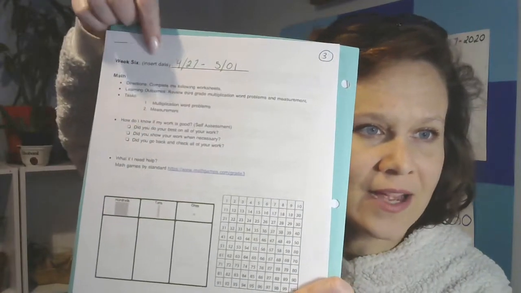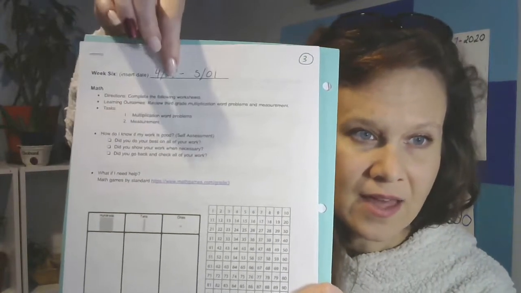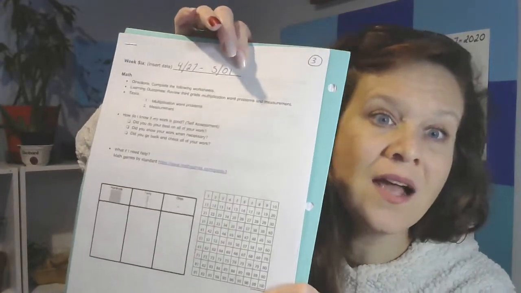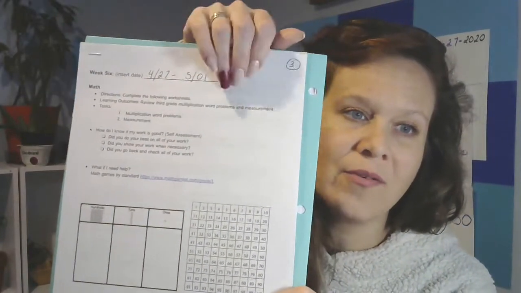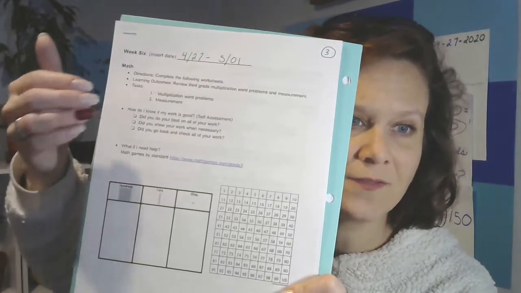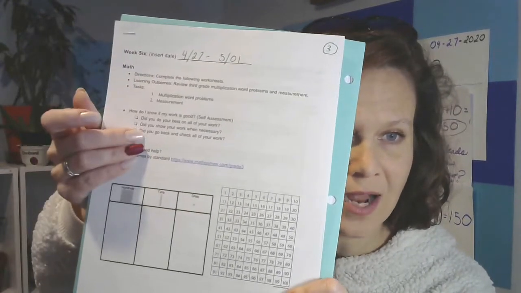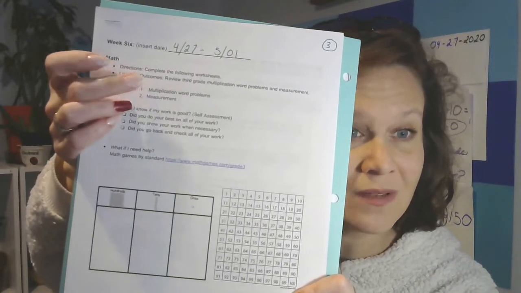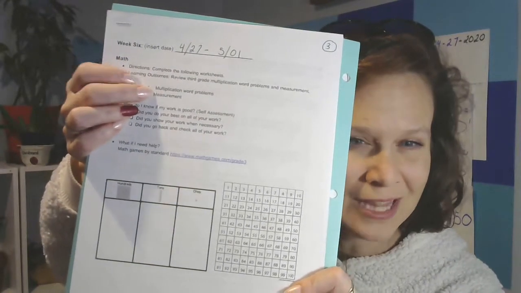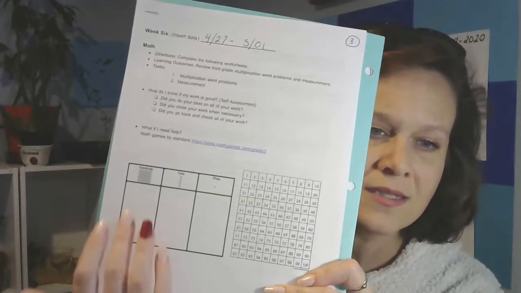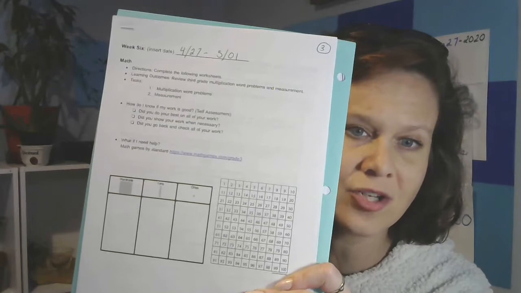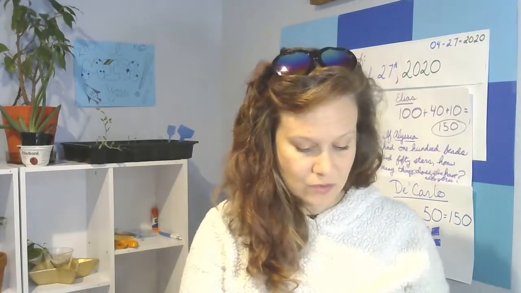The front of the packet, it is week 6. That is going to be from April the 27th, and Friday this week is the beginning of May. So this week will go all the way to the beginning of May. This first page is telling us our expectations, which is kind of nice. We have some new ones. We've got multiplication and measurement this week in our math packet, so that's awesome. Some tools like usual, a place value chart and a 100 chart just in case we want to use those tools.